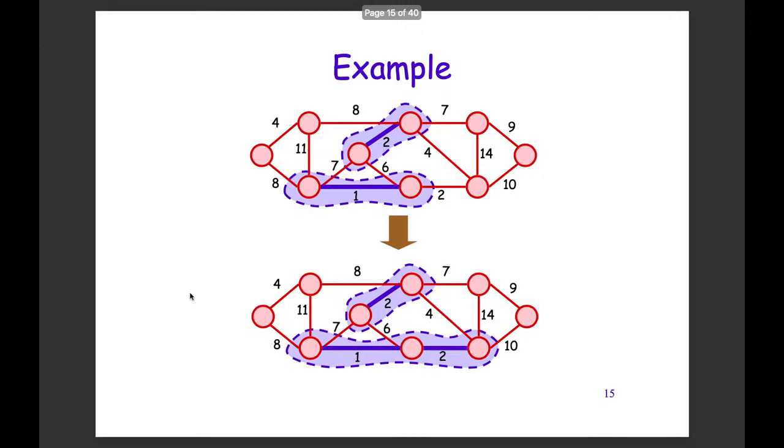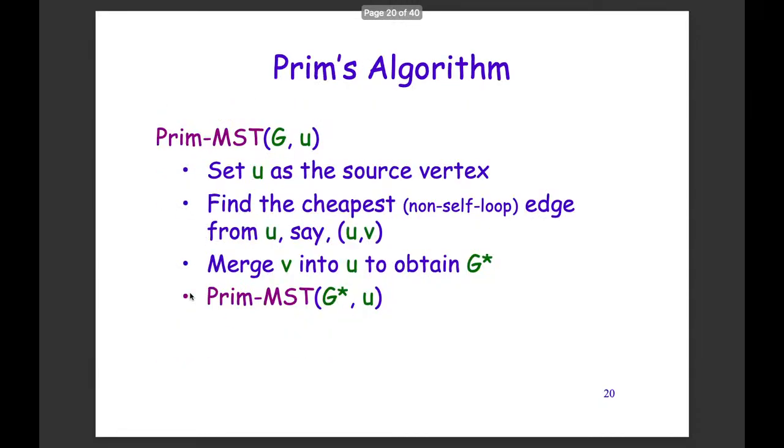The second algorithm is Prim's algorithm. Prim's algorithm is not like global searching, it's a local searching. So Prim's algorithm starts with some U as the source vertex. And because we are picking U as a source, we will need to include the edge EU, the cheapest edge connecting to U, into the spanning tree. So this is what we are going to do.